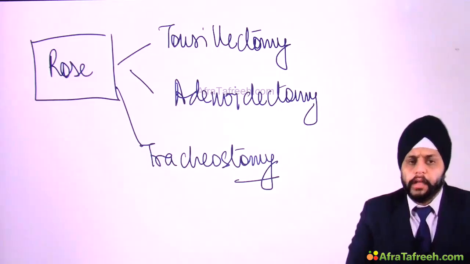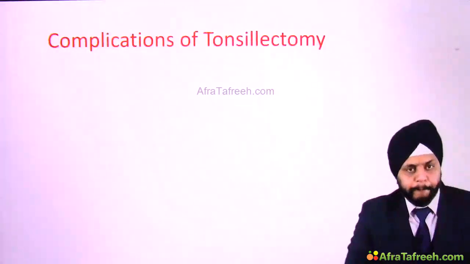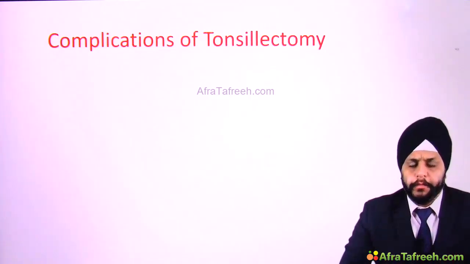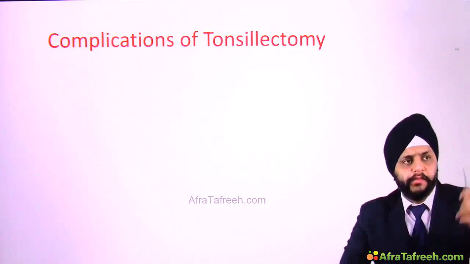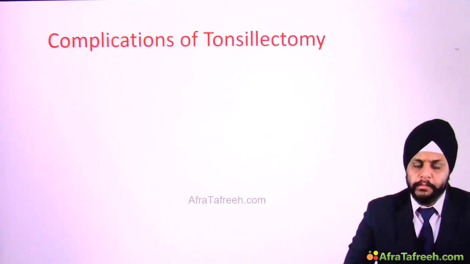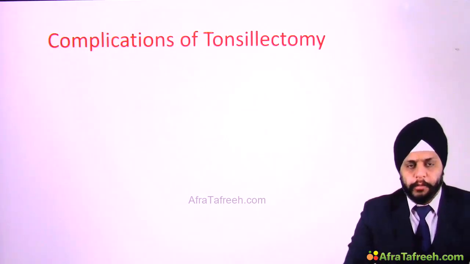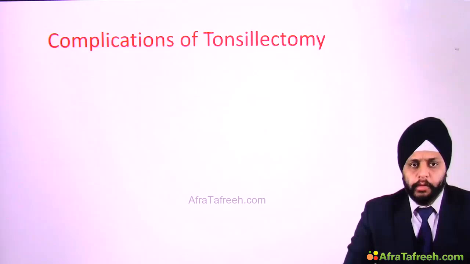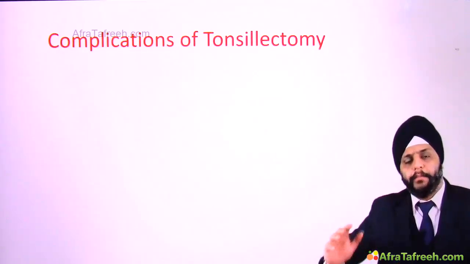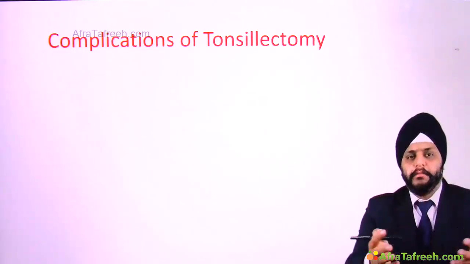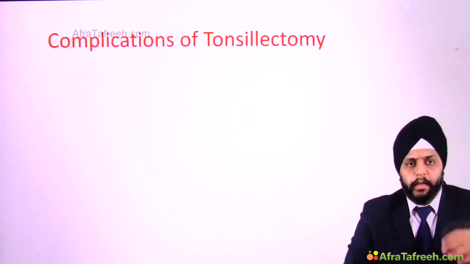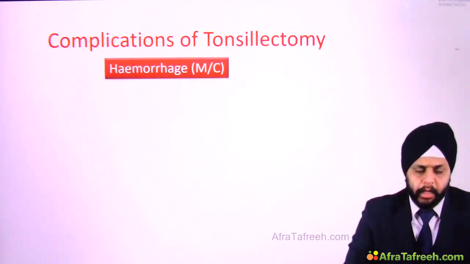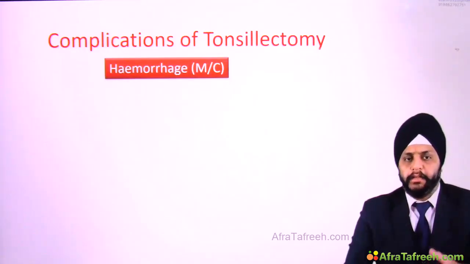Right. Now, what are the complications of tonsillectomy? You see, as we discussed during the position, the boy has gone to propose to the girl, he is giving the rose. So what can happen? The girl may accept the rose, so the proposal is accepted. Or the girl may reject the proposal. So what can she do? She can slap the boy. If she slaps the boy, there will be bleeding, there will be hemorrhage. So remember, the most common complication of tonsillectomy is hemorrhage.